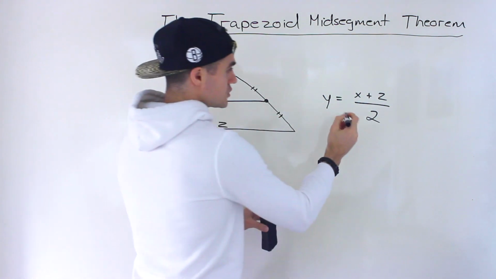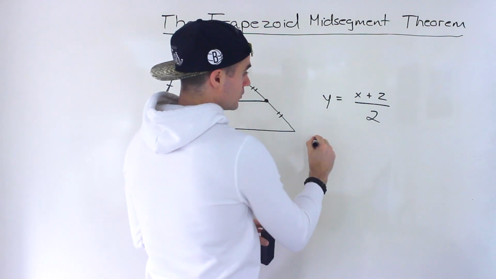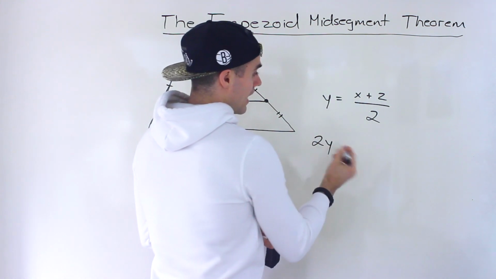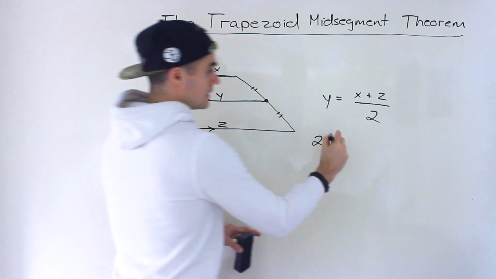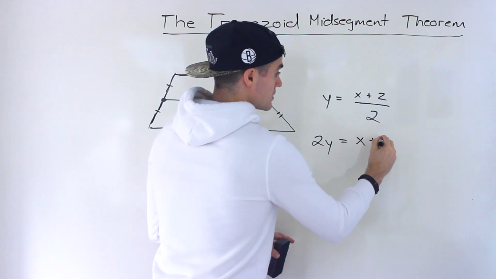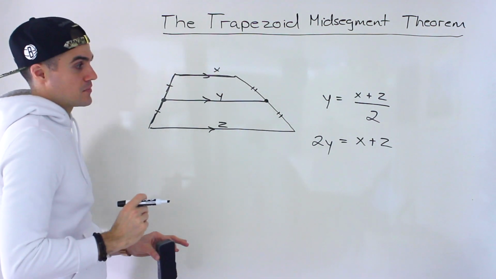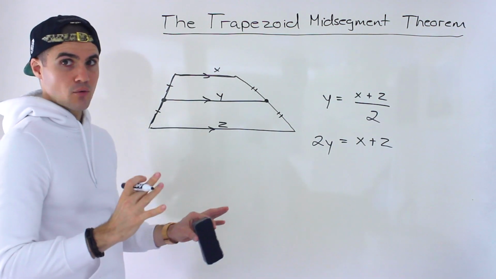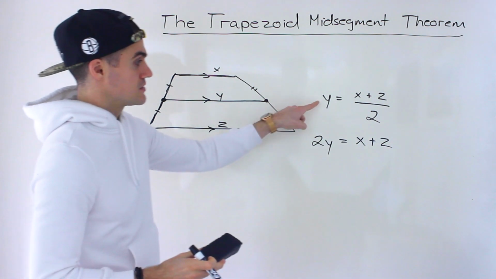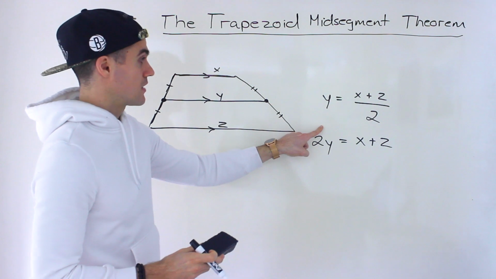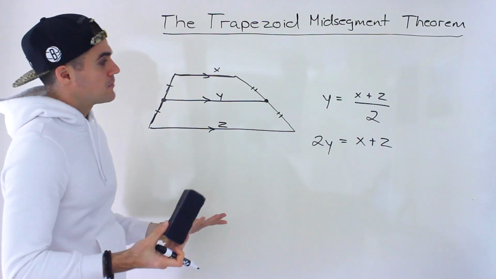You can also rearrange this: you could put this over 1 and then cross multiply, and you would have 2 times the length of the mid-segment equals the sum of the lengths of the bases. That's another way you might see this theorem shown. Both of these are the exact same thing. All right, and that's pretty much the theorem.